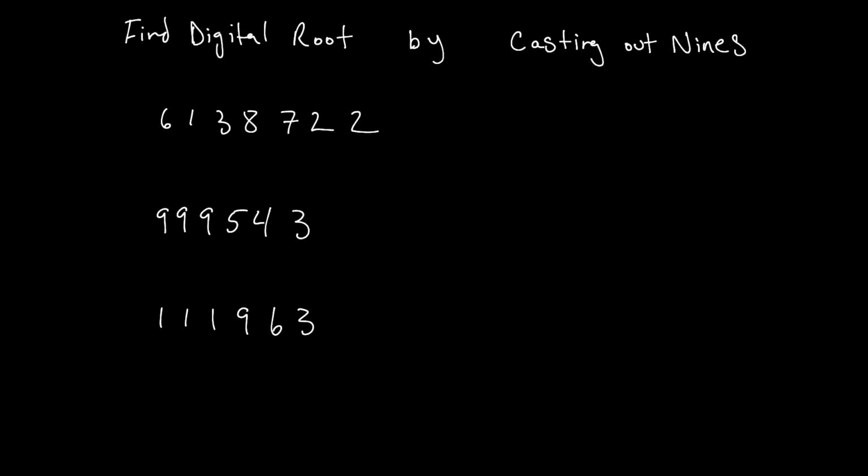Okay, let's find the digital root by casting out 9s. We'll do the first number you see here. So what we're going to do is just simply go through and look for combinations of numbers that add up to 9. So we know 6 and 3 equals 9. We can cross those out. 1 and 8 is equal to 9. We cross those out. 7 and 2, there's another 9. So what we're left with is just 2. So we could say the digital root equals 2.